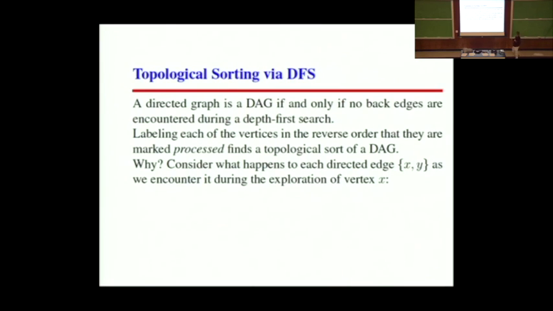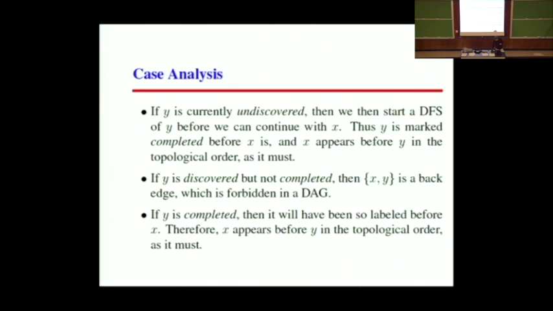But assuming we have a DAG, the interesting property is this. If I label the vertices in the reverse order that they are marked completely processed, that is the topological sort. Okay? If you think about a depth-first search tree, let's take a look. Okay, do I have a DAG here? Maybe not.